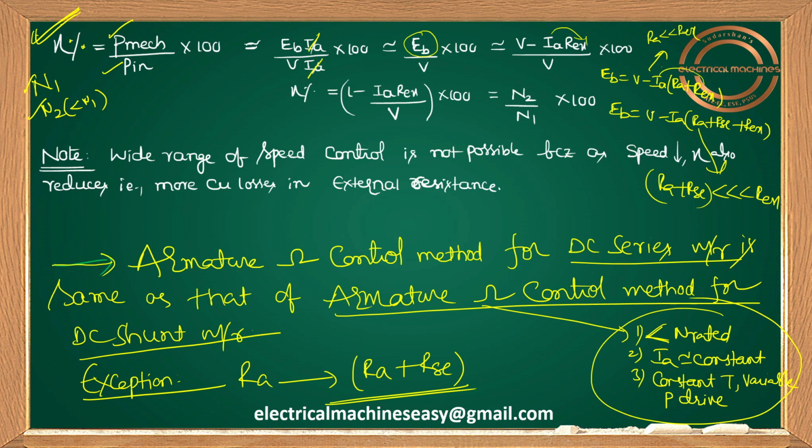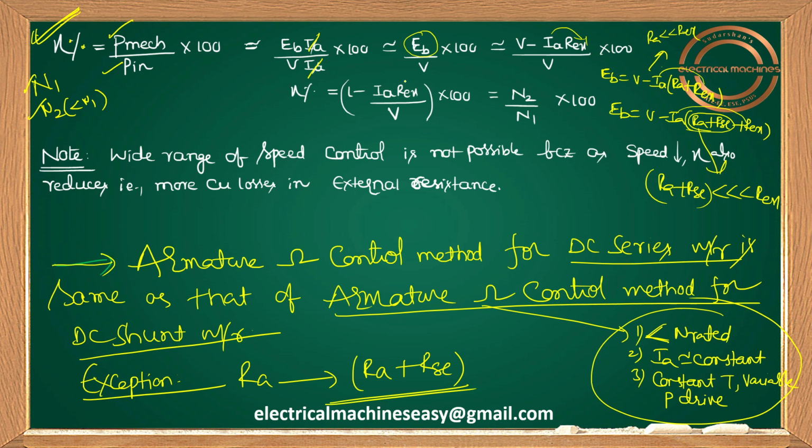In case of series also, I will write V minus Ia Rex, because I'm neglecting Ra plus Rsc since those values are very small. Ra is less than 1 ohm, Rsc also less than 1 ohm. When compared with Rex, these values are very small. So I can write V minus Ia Rex in case of shunt, and series also V minus Ia into Rex, by V into 100. Now, 1 minus Ia Rex by V, into 100.